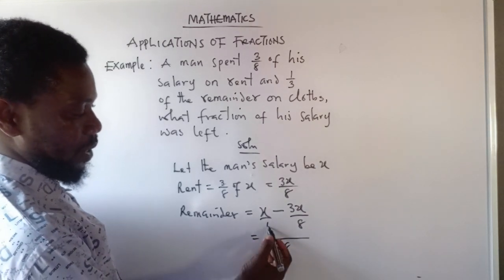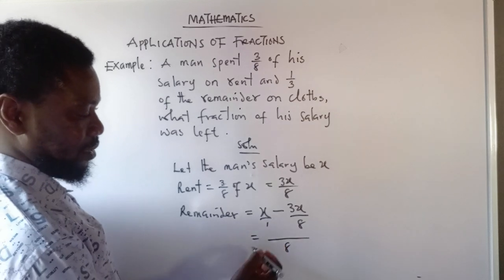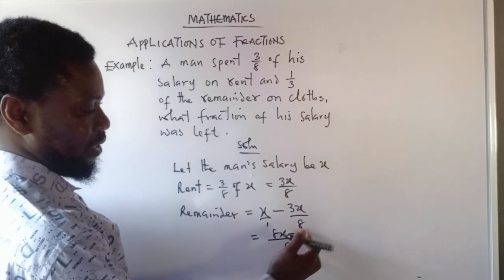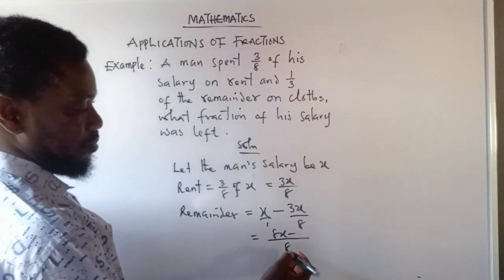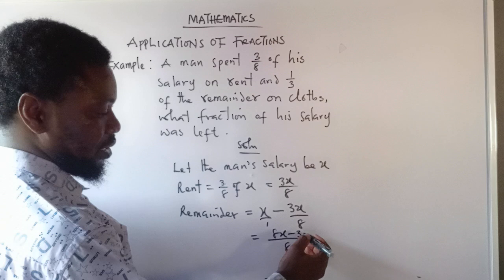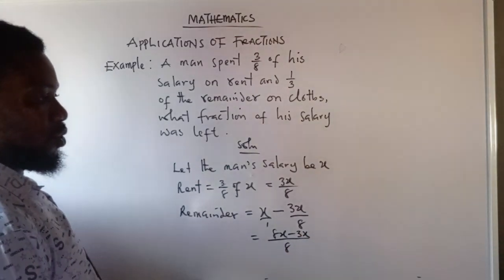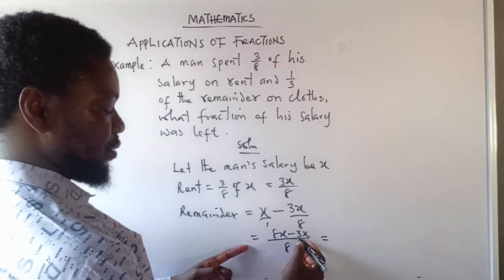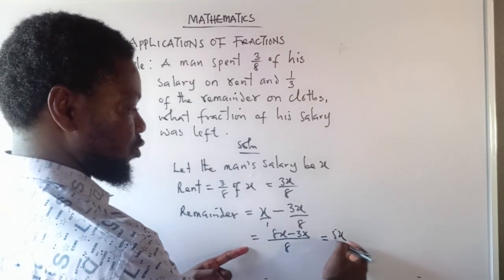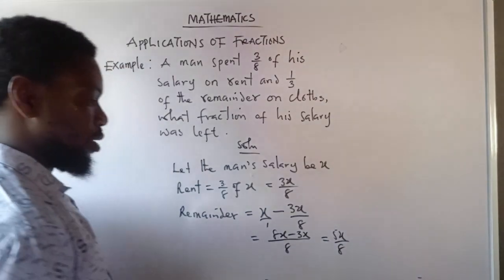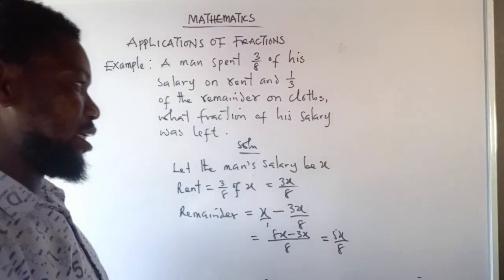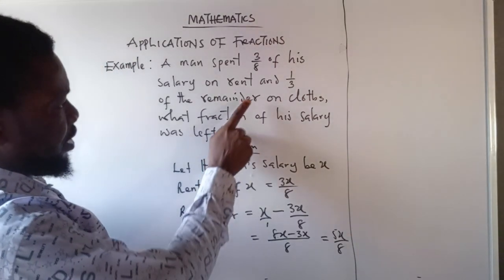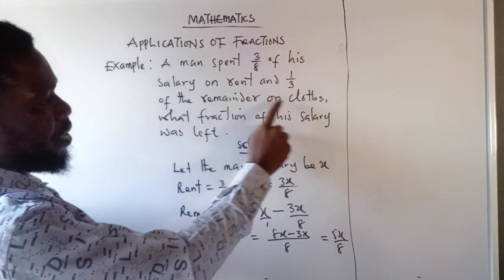So 8 divided by 1 is 8. 8 times X will give us 8X, minus 8 divided by 8 is 1, 1 times 3X will give us 3X. So both, this minus this, that is 8X minus 3X, will give us 5X over 8. So the remainder is 5X over 8. Now we have obtained the remainder.